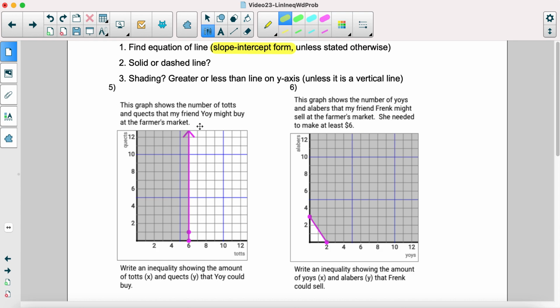The next thing you're going to look for is whether or not you have a solid or a dashed line, and that will tell you whether or not the points on your line will make the inequality true or false.